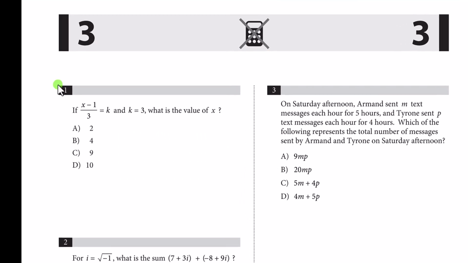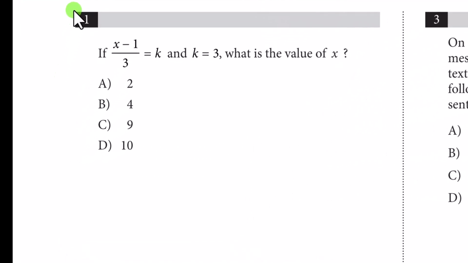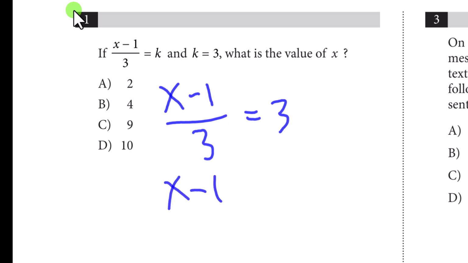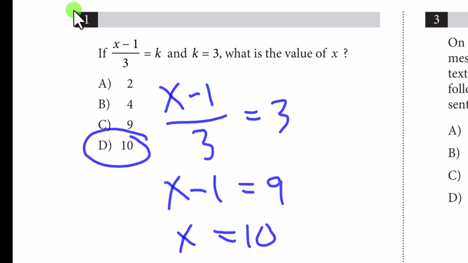This is pretty straightforward. You've got some simple algebra here. You're solving for x. So what we have is k is equal to 3. So we're going to simply replace that. So x minus 1 over 3 is equal to 3. We're going to move this 3 down here to the other side by multiplying by 3. So x minus 1 is equal to 9. And you're going to add 1 both sides to get rid of this 1. So you have x equals 10. Fairly straightforward. I think most of you got this one correct.